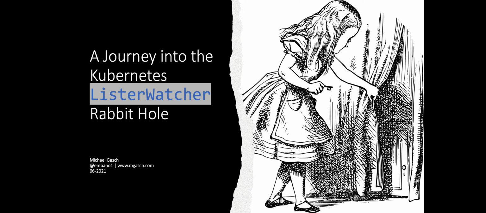So I got a couple of slides just to set the scene before we go into hands-on demos, and I can even show the code path if that's of interest. But before that, the title says a journey into the Kubernetes ListerWatcher rabbit hole, and it doesn't say anything about etcd. So you're not in the wrong call.